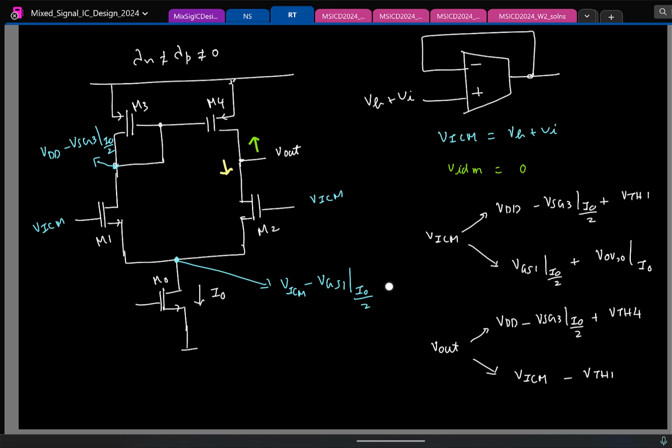Yeah, as he's saying, we have found the limit for the input common mode range, and VICM is essentially VB plus Vi. So you basically know the limit for VB plus Vi, right? And is that all or something else is also there?